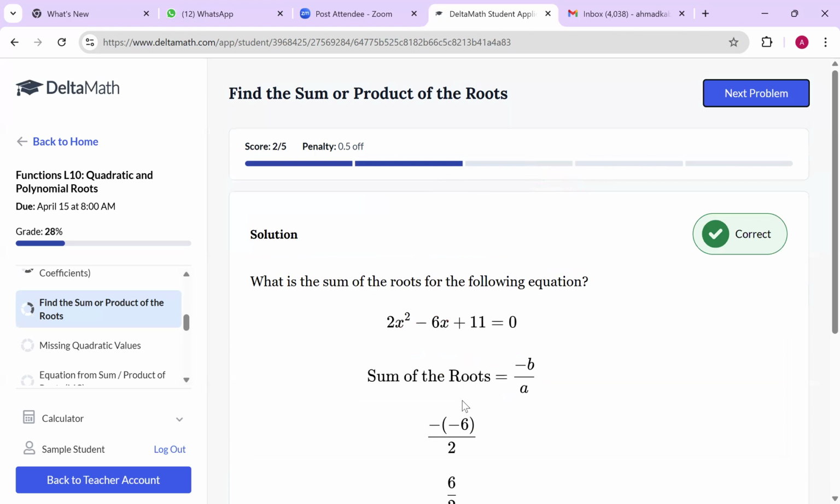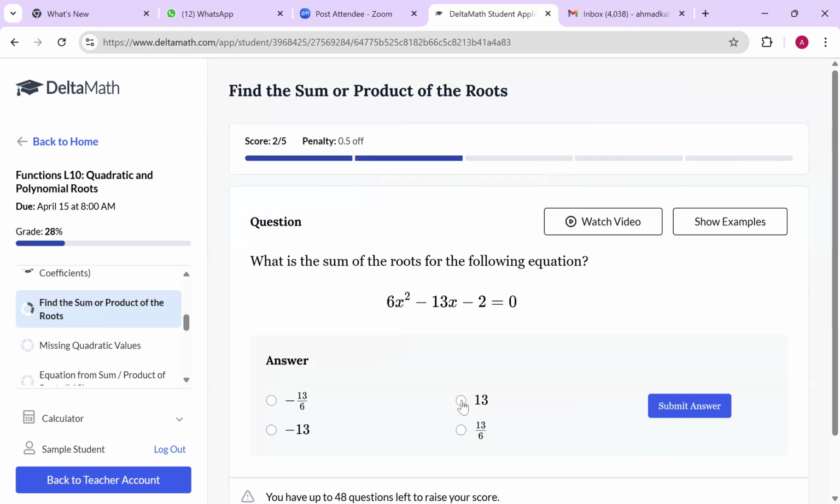Let's try another one. Again, the first thing we do is we make sure that the x power 2 is alone without the coefficient. So divided by 6, divided by 6, divided by 6. So we get x power 2 minus 13 over 6x minus 1 over 3 equals 0. Here they want the sum. So the sum is just positive 13 over 6.